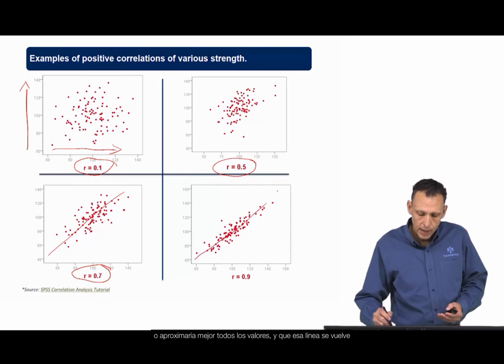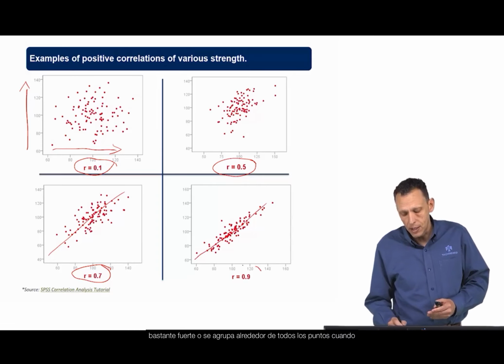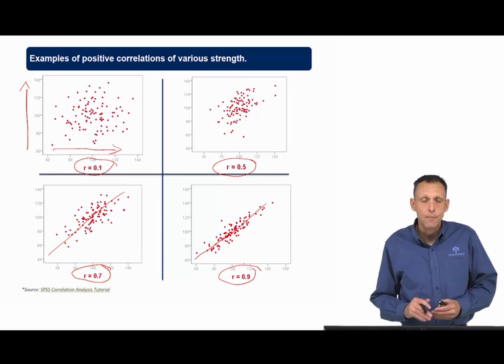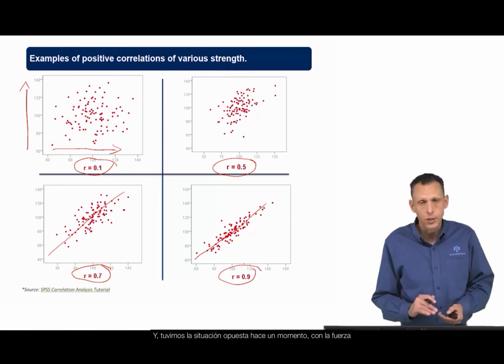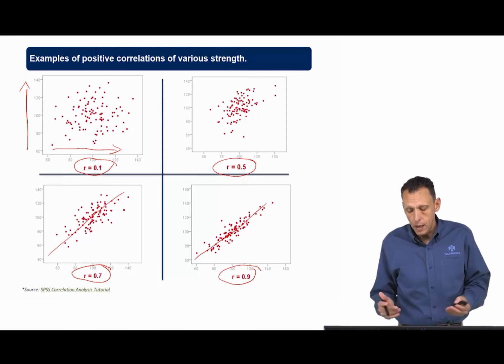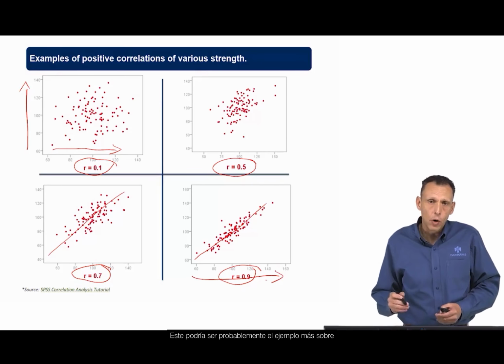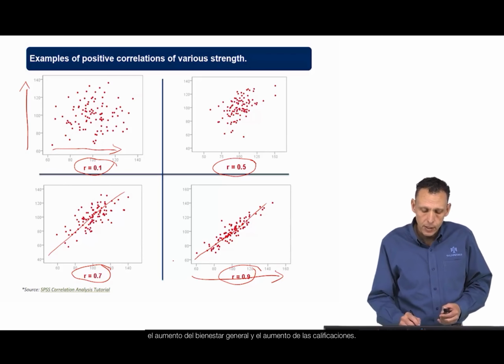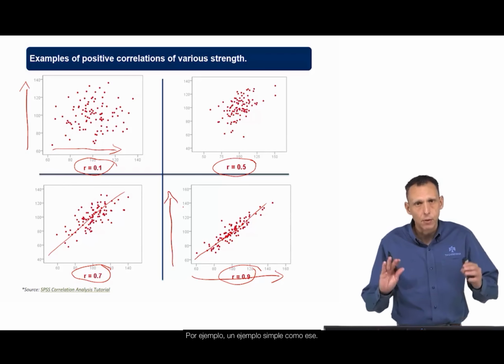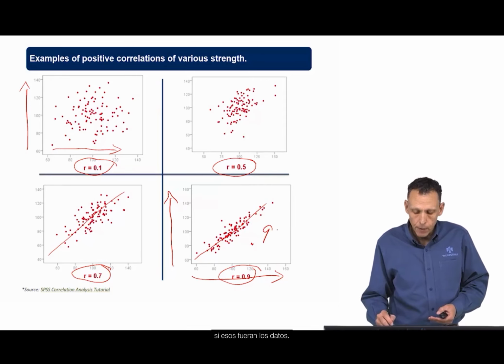And that line gets quite strong, clustering around all the points by the time I get to a correlation of 0.9. And we had the opposite situation a moment ago, though the strength of the relationship was the same. Here I have a positive relationship. This would probably be the example of general well-being increasing and grades increasing, a simple example like that. So we can see that there's a really strong relationship here, around 0.9 if that were the data.